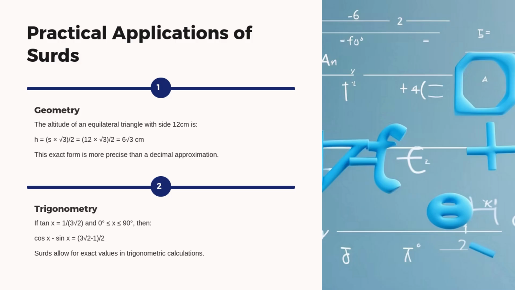Trigonometry. If tan x equals 1 divided by (3√2) and 0 degrees is less than or equal to x, which is less than or equal to 90 degrees, then cos x - sin x equals (3√2 - 1) divided by 2. This is obtained by using surds to express exact trigonometric values. Surds allow for exact values in trigonometric calculations.